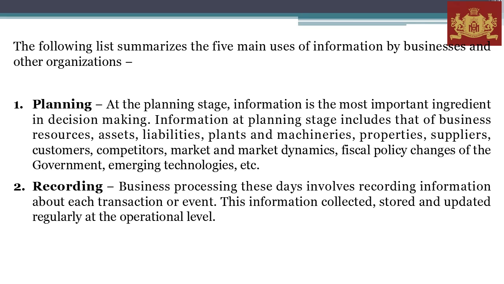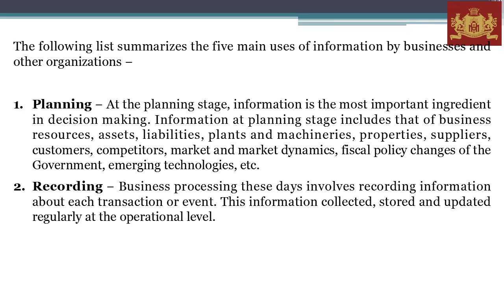The following list summarizes the 5 main uses of information by businesses and other organizations. Planning. At the planning stage, information is the most important ingredient in decision making. Information at planning stage includes that of business resources, assets, liabilities, plants and machineries, properties, suppliers, customers, competitors, market and market dynamics, fiscal policy changes of the government, emerging technologies, etc.